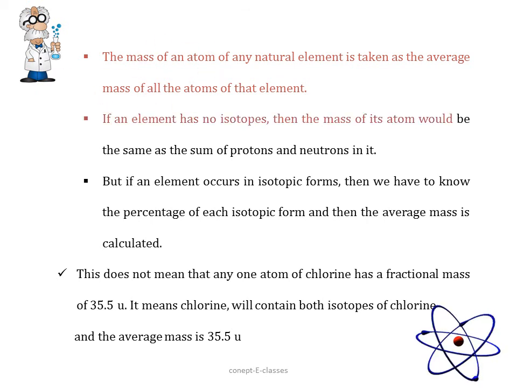If an element has no isotopes, then the mass of an atom would be the same as the number of protons and neutrons in it, right? We have already studied how to calculate the mass of an atom. So if it has no isotopes, the mass of the atom would be the same as the number of protons and neutrons. But if an element occurs in isotopic forms, then how will we calculate the mass? We'll take the average mass, just like how we did for chlorine.